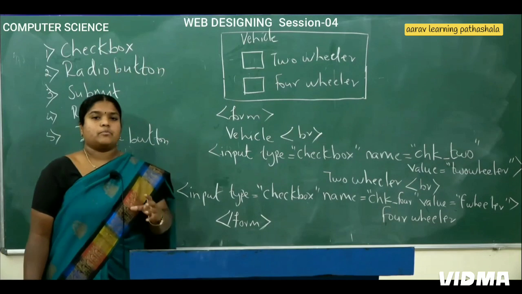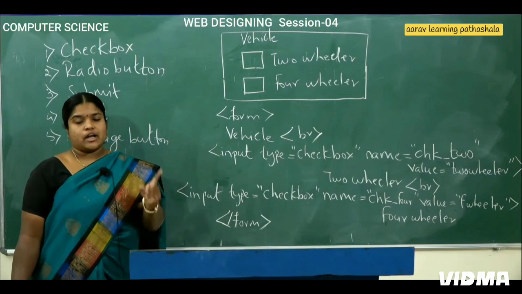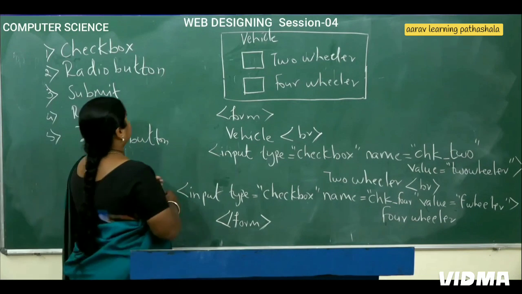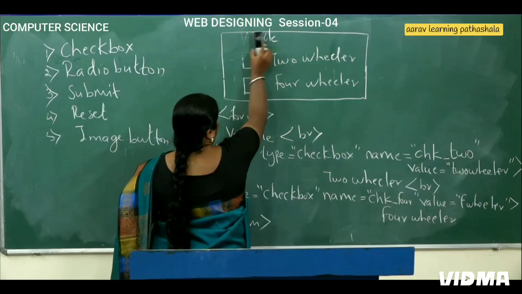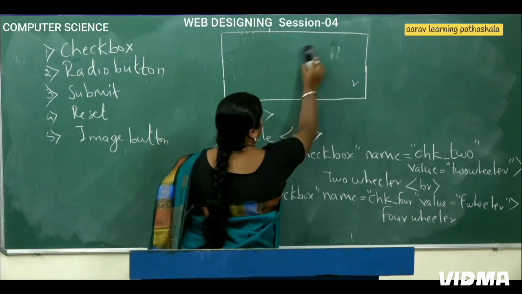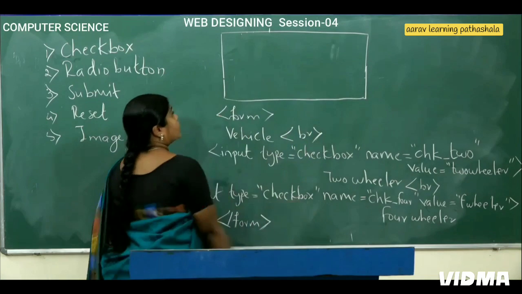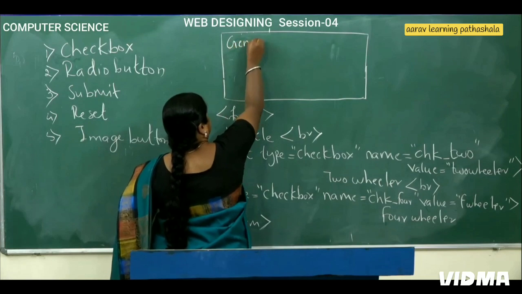So now this completes checkbox. So what is the purpose of checkbox? If you want to select more than one option out of the available options, then you have to go with checkbox. Now in the same way, let's check out what is the use of radio button. So radio buttons are used when only one option is to be selected out of multiple options.